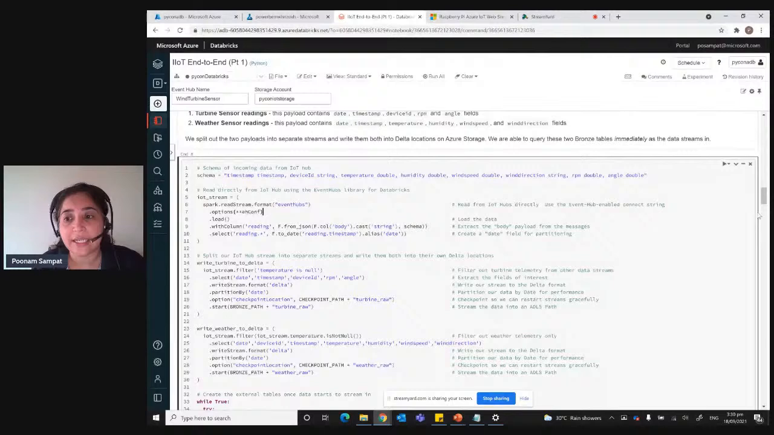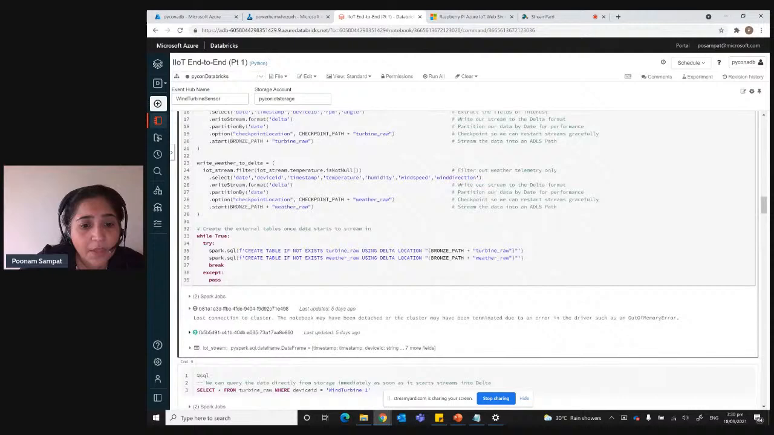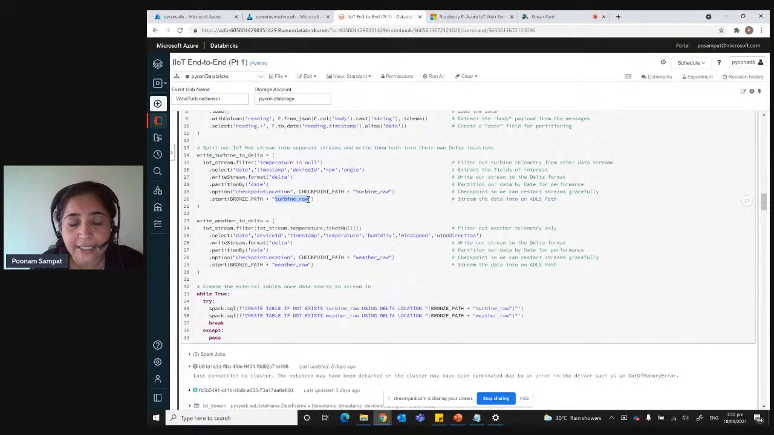Now, what is a delta table? A delta table is nothing but a Parquet format with lots more compression to it. So what I'm doing is reading the data from IoT Hub and writing into a data table. You can see that the name of my table is Turbine Raw. The turbine data is going into Turbine Raw and my weather data is going into Weather Raw. So these are the raw tables that I've created.